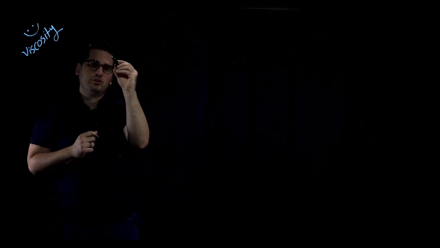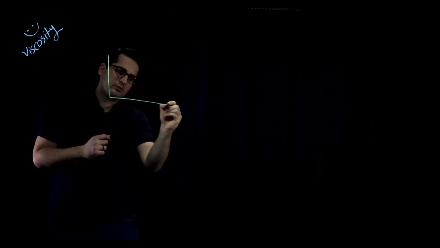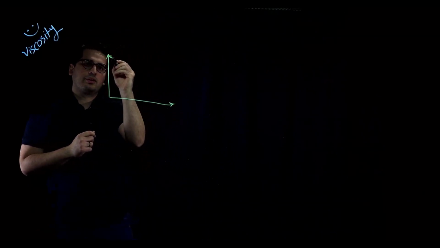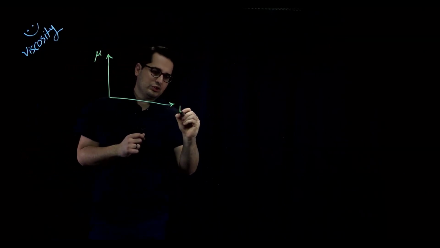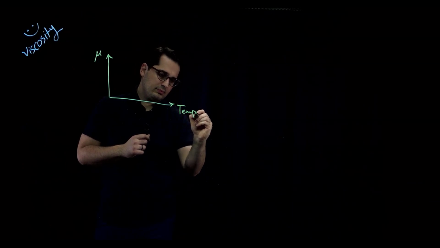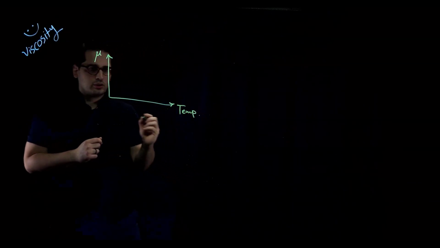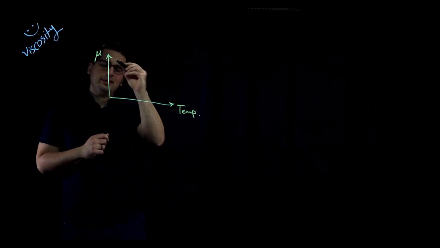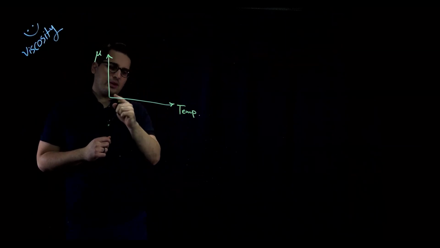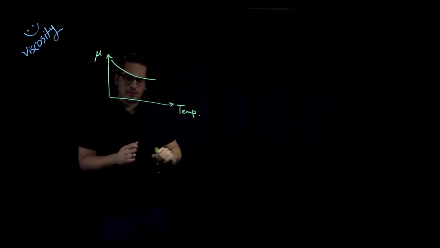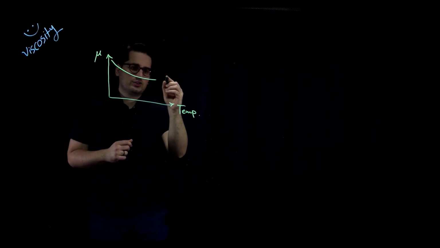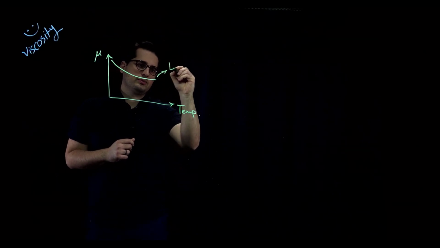So if I want to show that in a graph, this is dynamic viscosity mu, and this would be temperature. Okay, so for liquids, as temperature increases, goes higher, dynamic viscosity is going to decrease like this. And for gases, so this would be for liquids.